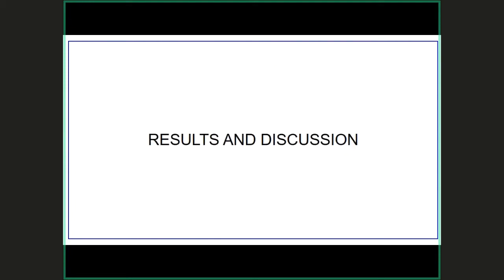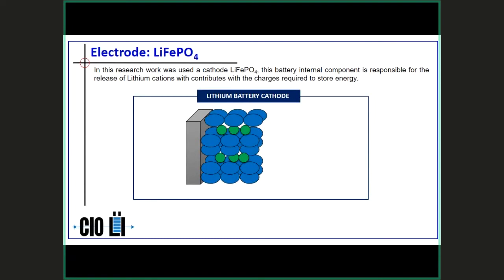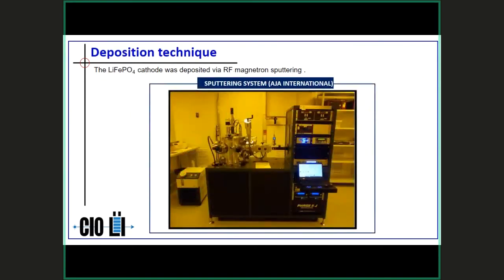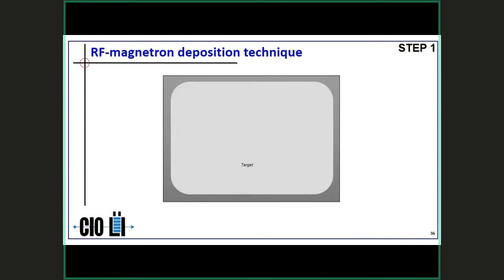Now let's go to the results and discussion section. Let's see what we find. As I mentioned, our main object is the lithium iron phosphate. It will be deposited on aluminium, and the function of this material is to provide the lithium cations, and also the electrons for the energy storage and for the energy release. This material was produced by the sputtering system. Here we can see the picture of the system. Here I'm going to explain how this system works.